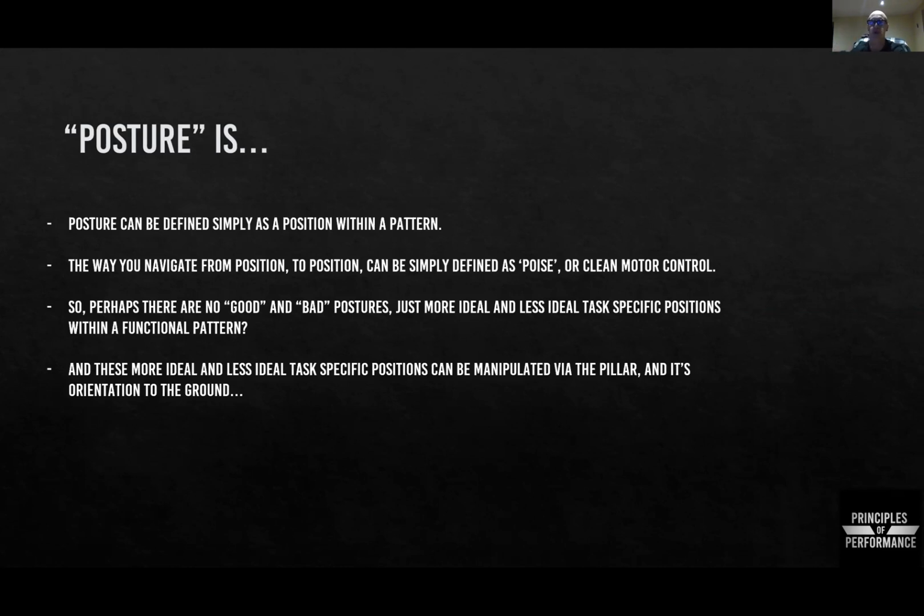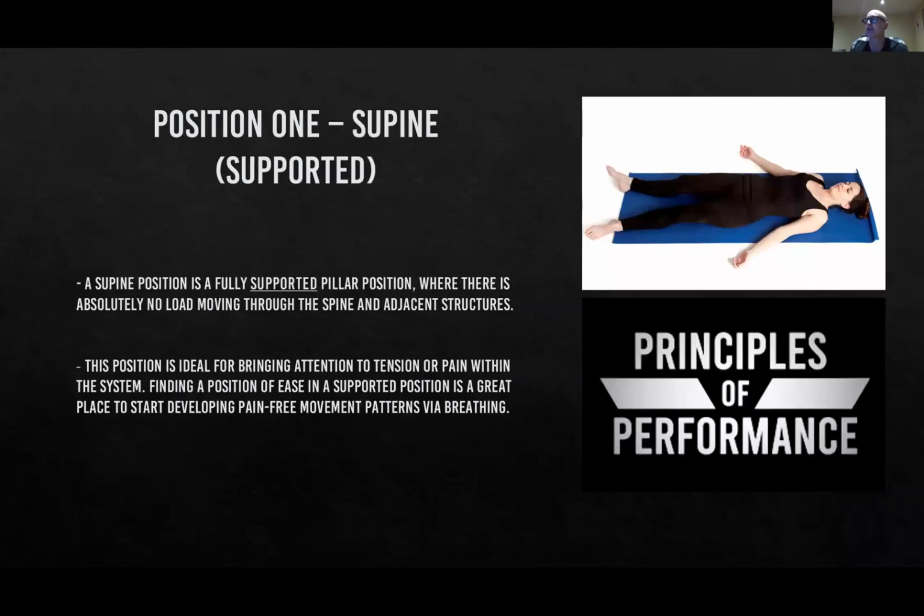And then the motor control that comes with that, the cleanliness of that pattern, can be defined as poise or clean motor control. And then we talked about how there aren't typically any good or bad postures, just more ideal and less ideal task-specific positions within a functional pattern that we discussed in the last webinar. Okay, and then we move into our positions.